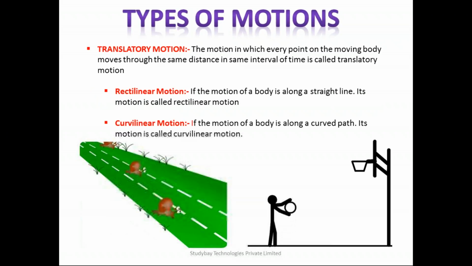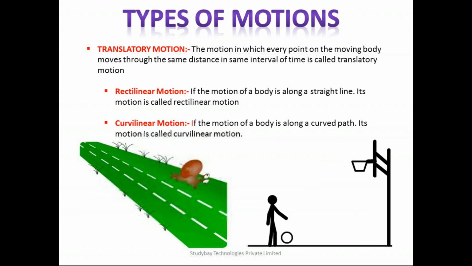Moving ahead, now about types of motion. There is something called translatory motion, that is a motion in which every part of a moving body moves the same distance in the same interval of time. That means if you are moving, it doesn't mean that your hand is moving in another direction, your head in another direction, your legs in another. No. The entire body will move in a single particular direction, and that type of motion is called translatory motion.